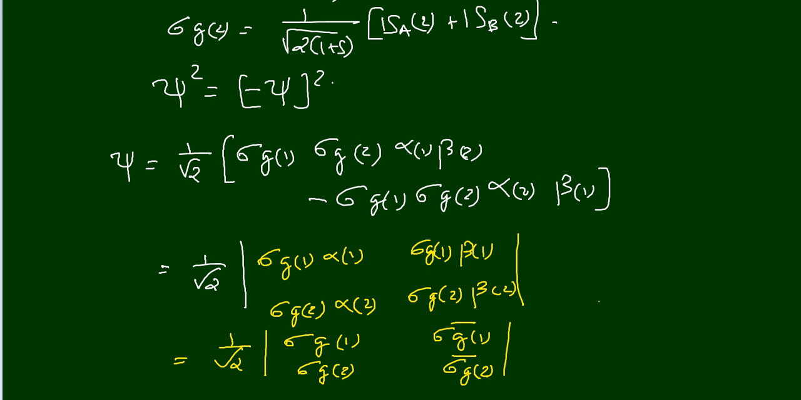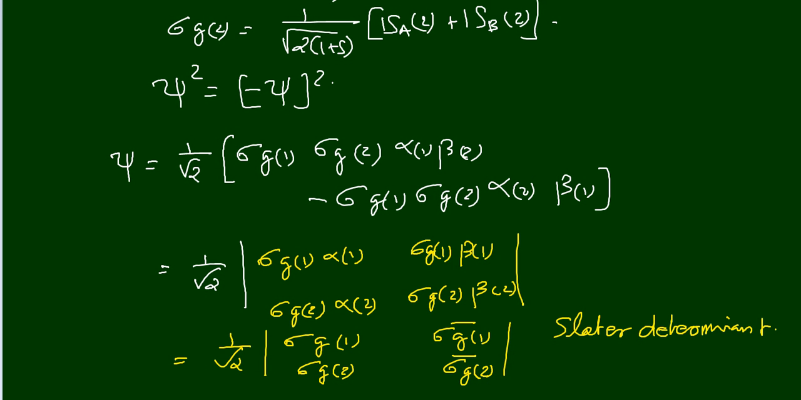So this type of determinant is called a Slater determinant. Okay, this is a Slater determinant. So we have expressed a wave function for the hydrogen molecule as a Slater determinant.